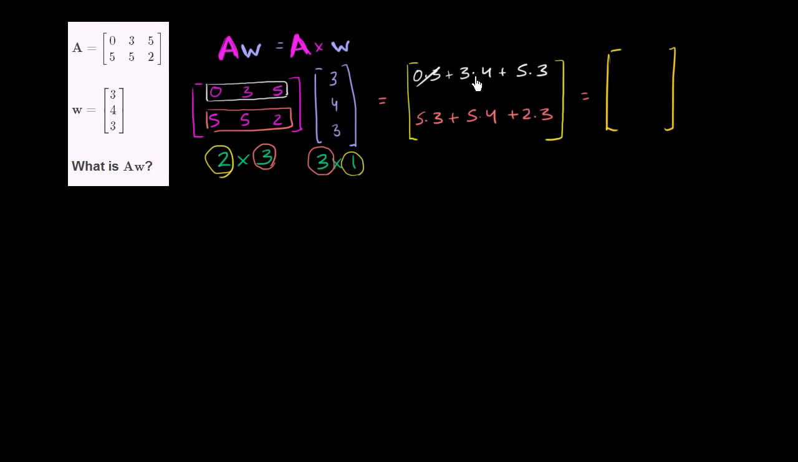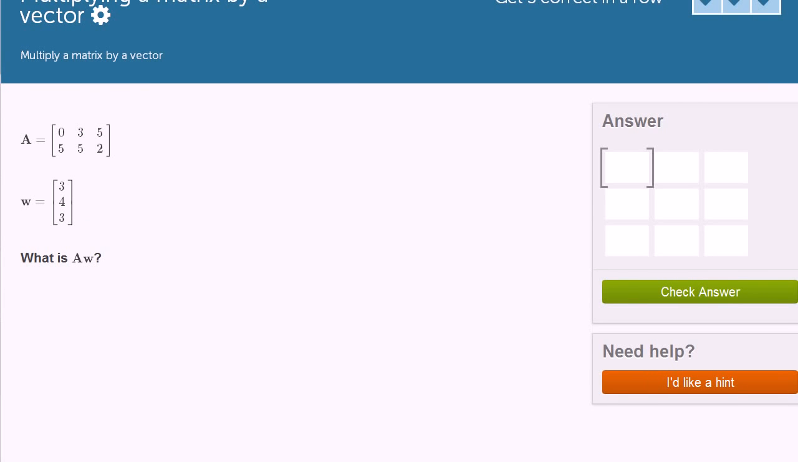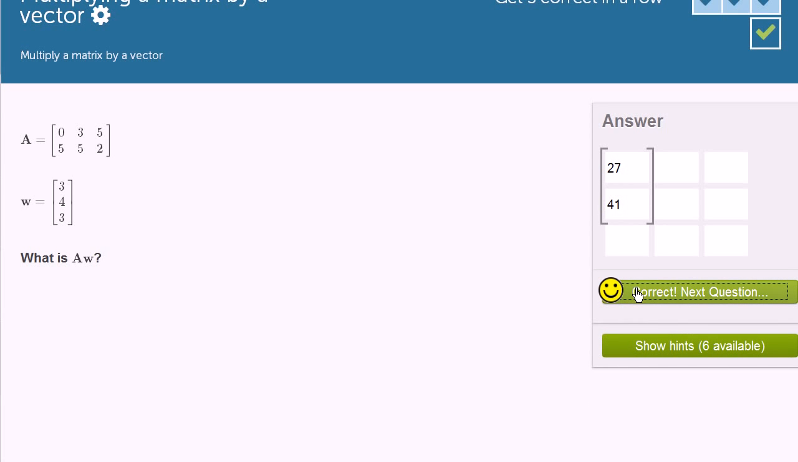And this is going to simplify to, this top term, this is a 0, this is 12 plus 15, which is 27. And then the second term, this is 15 plus 20 plus 6. So this is 35 plus 6 is 41. So it's a column vector, 2 rows, 27 and 41. Now let's input that. 27 and 41. So we get 27, and here we can put a 41 and check our answer, and we got it right.